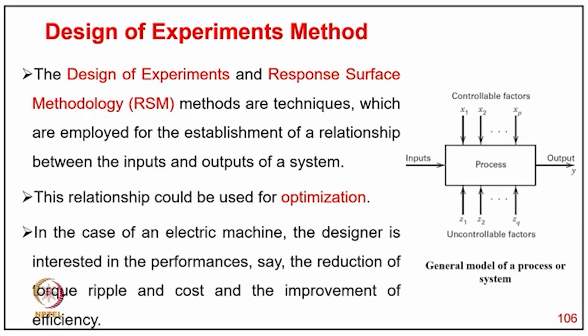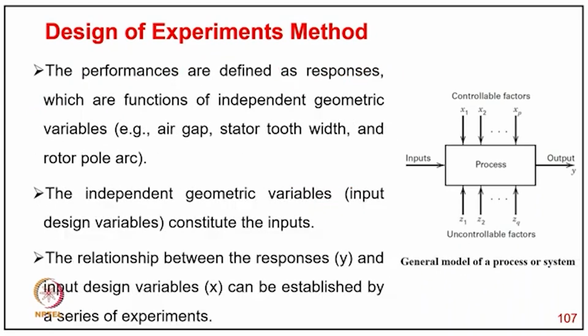This relation could be used for optimization. So, in case of any electrical machine, the designer is interested in the performance, say reduction of torque and cost and improvement of efficiency. The typical example here is a general method of process system with the uncontrolled factor as input and control factor and output. So, the performances are defined as responses which are functions of independent geometry variables.